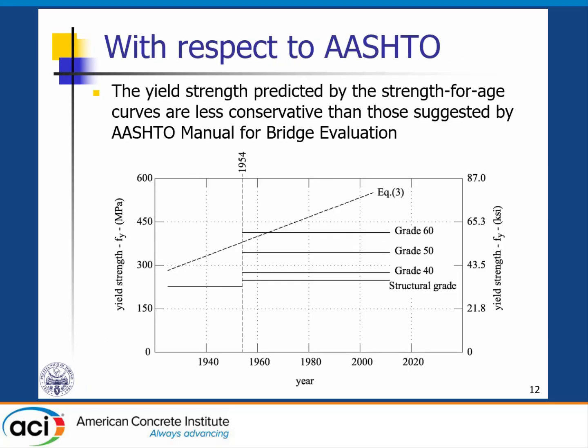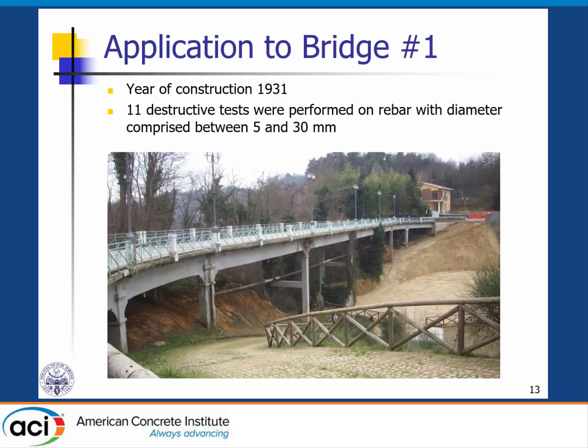Here we have a comparison between the yield strength obtained with our model, this is equation 3, and the value suggested by the AASHTO Manual for bridge evaluation. As you can see, our model is less conservative than the value suggested by AASHTO, except for the grade 60, still around the 60s. So let's see the application of the models that we introduced.